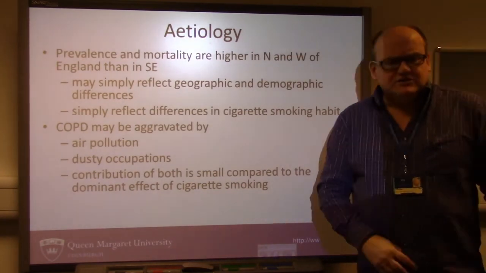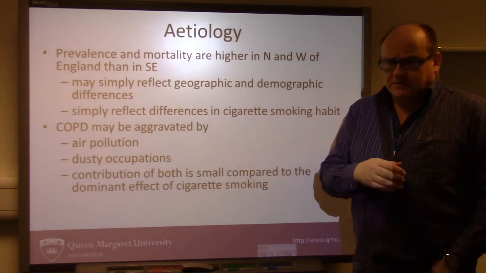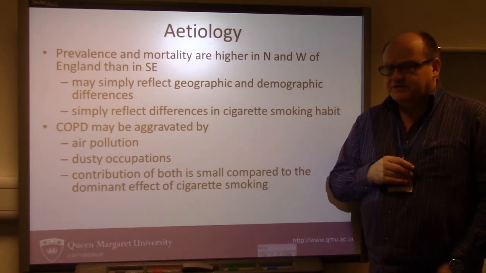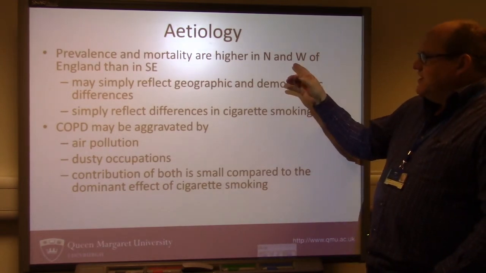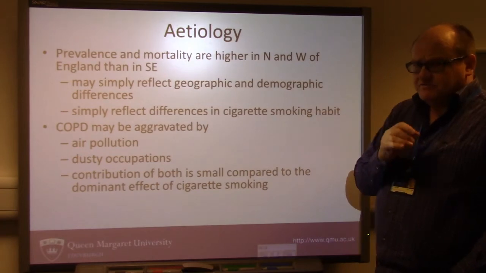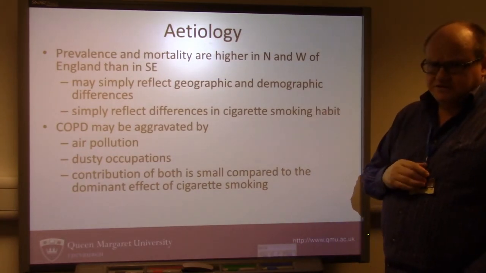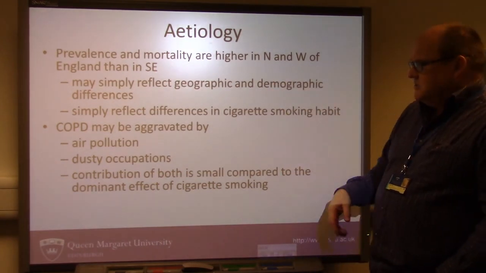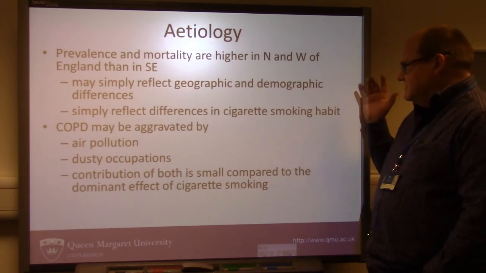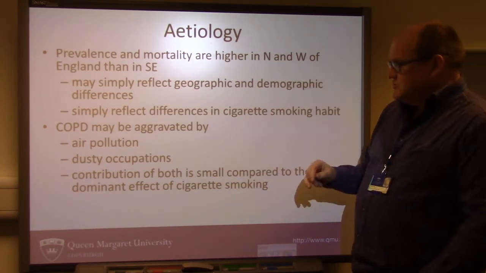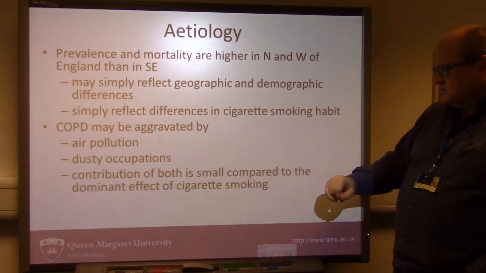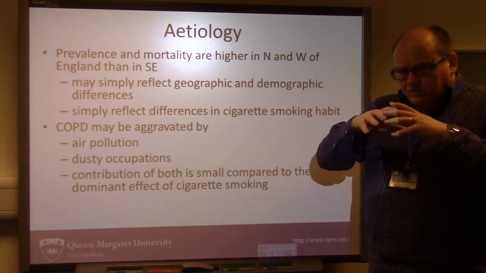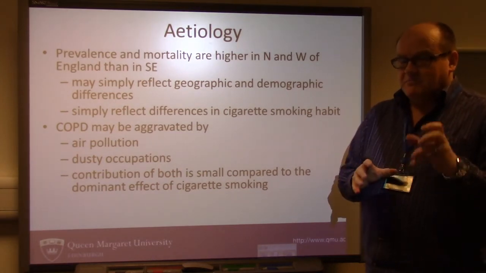Just looking at it, we often hear talk in the UK of a north-south divide, and that's particularly true in the aetiology of COPD. North and west of England, the prevalence and the mortality from COPD is much higher than in the southeast. Now, that could be differences in geography, it could be differences in demographics, it could be differences in smoking habits, but it could also be down to pollution, occupations. All of these are factors, but they all pale into insignificance compared to the impact of cigarette smoke.